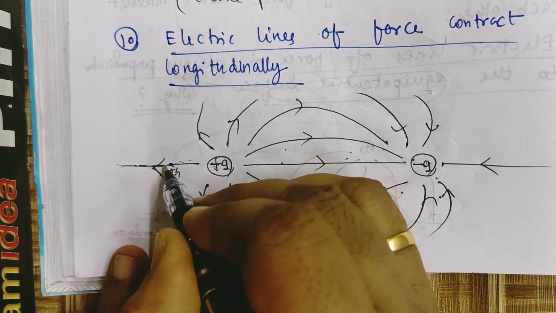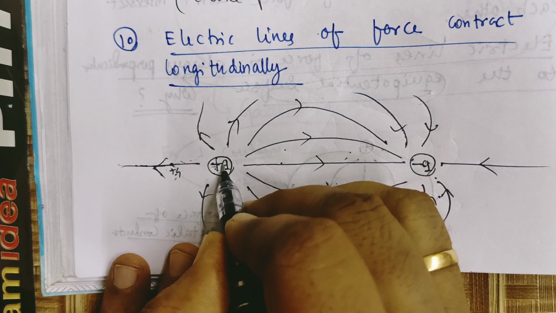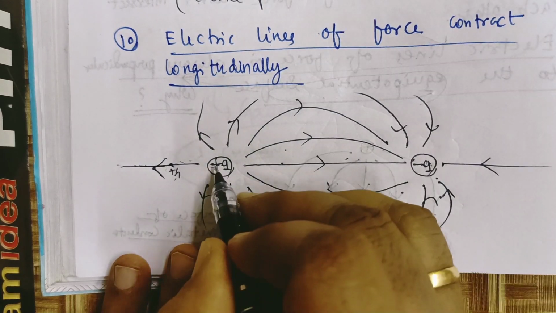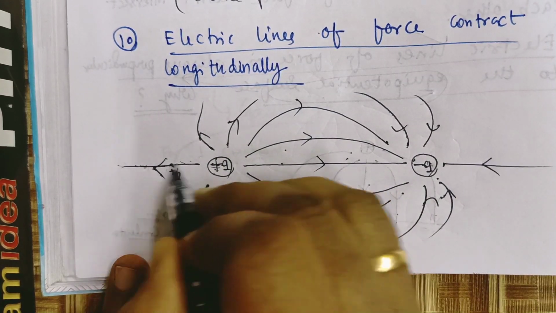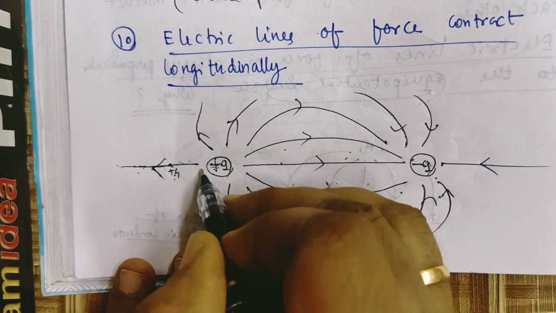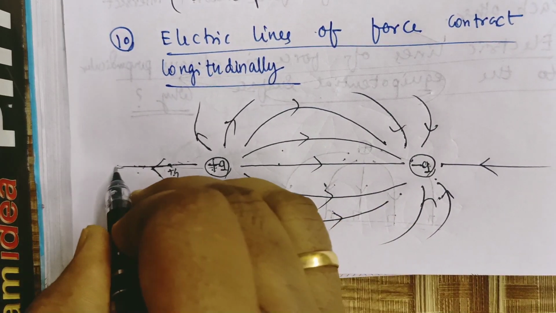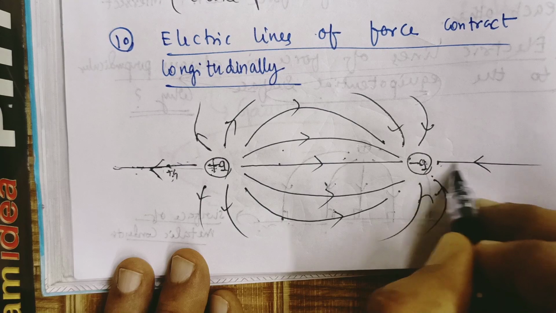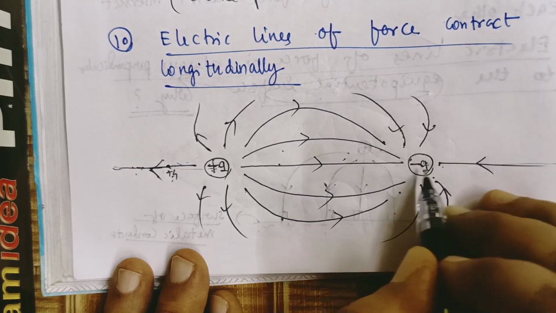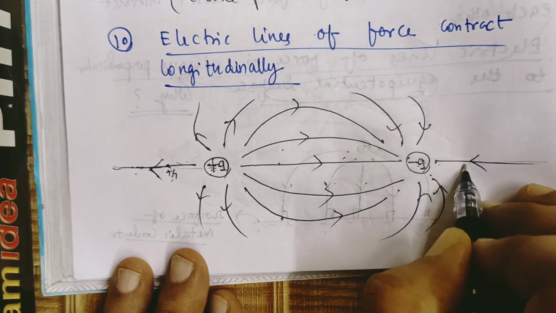That means the field strength due to this charge is more than this charge, as this charge repels. That's why the resultant path is repelled. So here the motion of lines of force is in this way, and here in this way, but it is coming because minus q means lines of force are coming.